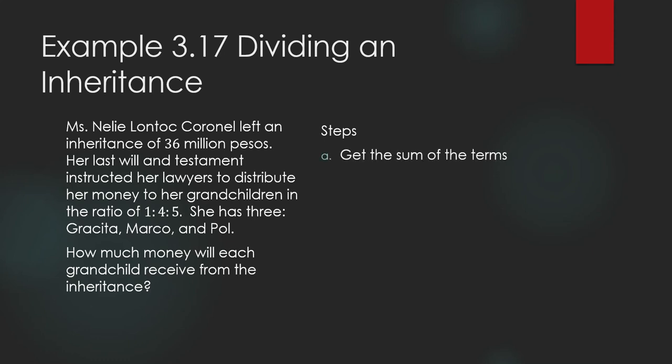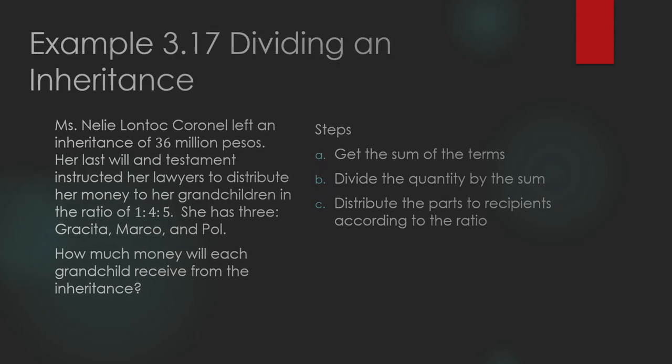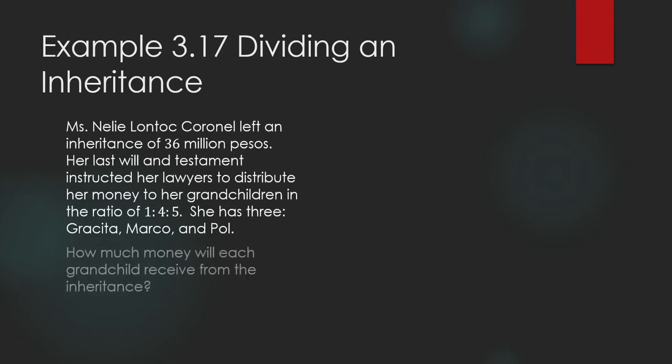First, we get the sum of the terms. Then, we divide the quantity by the sum of the terms. So the quantity that we are speaking about here is the size of the inheritance. It is 36 million pesos. And then, we will distribute the parts to the recipients according to the ratio 1:4:5. So this is how we shall do it.